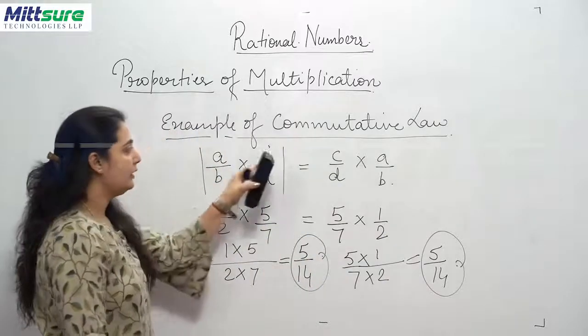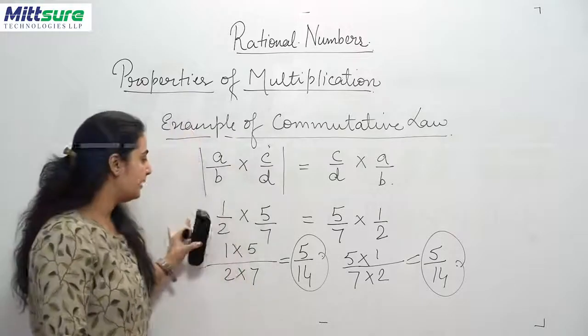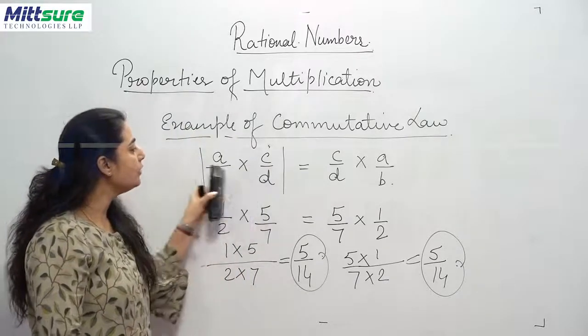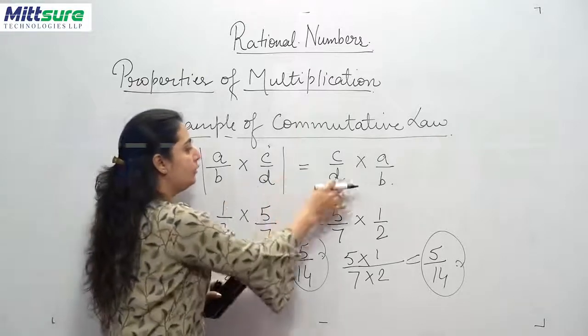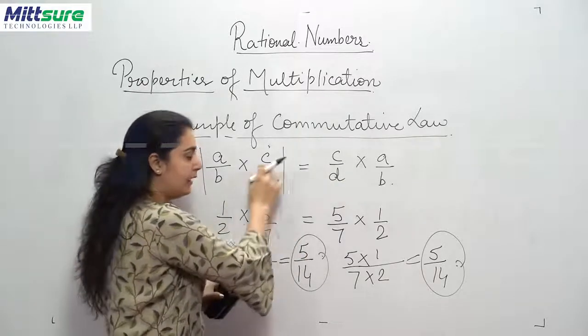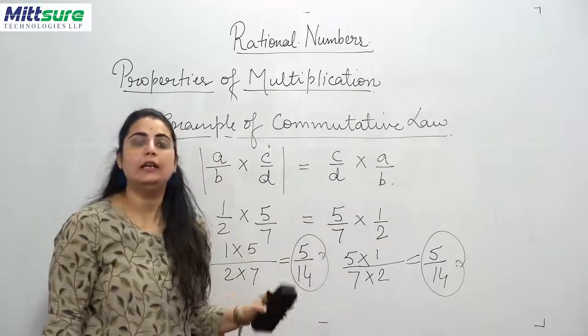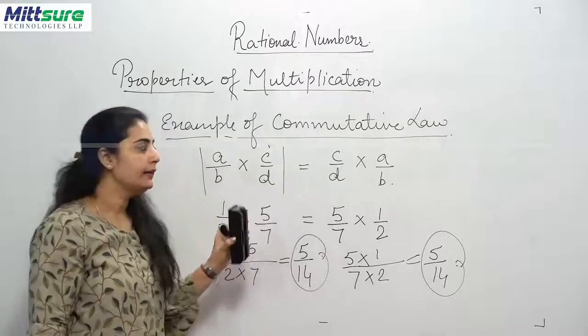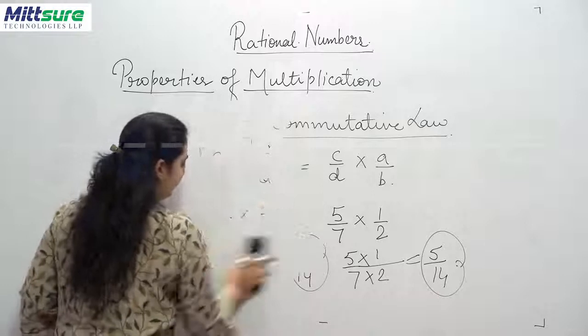So this is what the commutative law of rational number expresses. It expresses that whenever the two given rational numbers are multiplied, in whichever order you want to multiply them, it is not going to make a difference on the product which you are getting in both the cases. Clear? Now let's come to the next property.